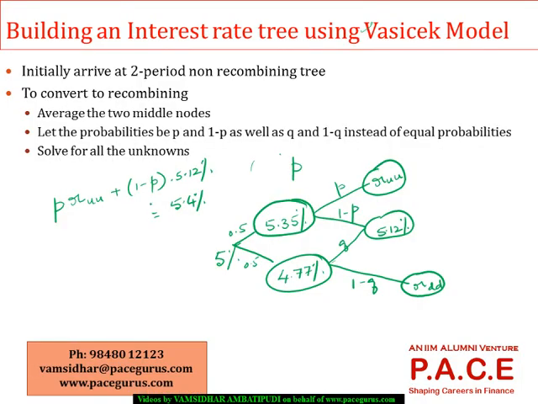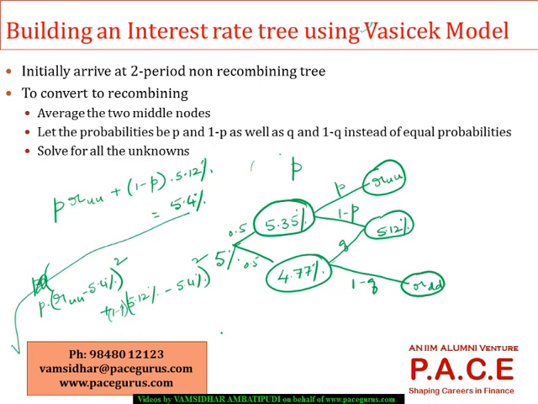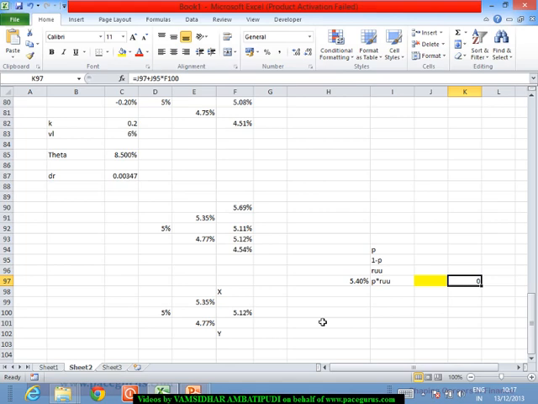Same way I can talk about the standard deviation scenario. I can equate the standard deviations. Here also, how does the standard deviation work? P times each value from the mean. So RUU minus 5.4% squared times the probability of going up, plus 5.12% minus 5.4% squared times 1 minus P. The square root of this entire thing should be equal to 1% times square root of 1 by 12. Even that equation I can do, right? P times RUU minus 5.4 squared plus 1 minus P into 5.12% minus 5.4% squared. That entire thing should be equal to 1% times square root of 1 by 12.